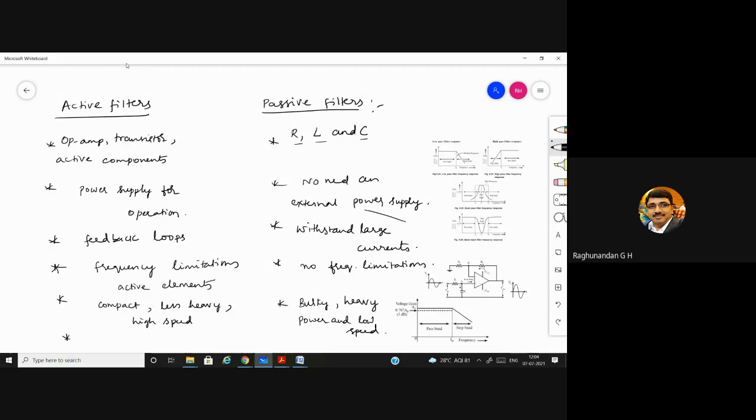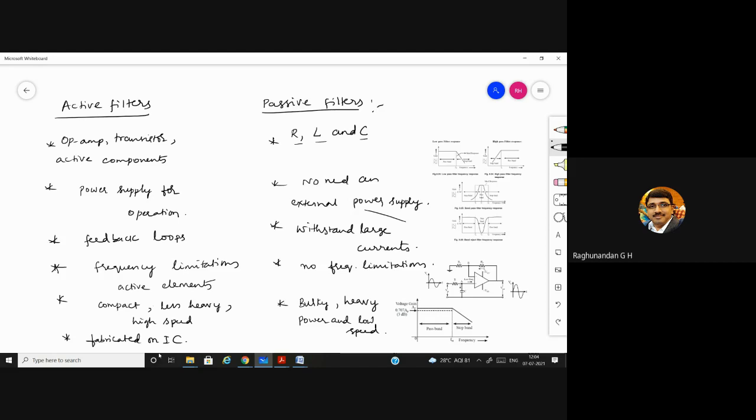Next, fabrication on IC. Active filters, or the circuits which are made up of active components, can be easily fabricated on IC, and we can do bulk production where the cost will be reduced.